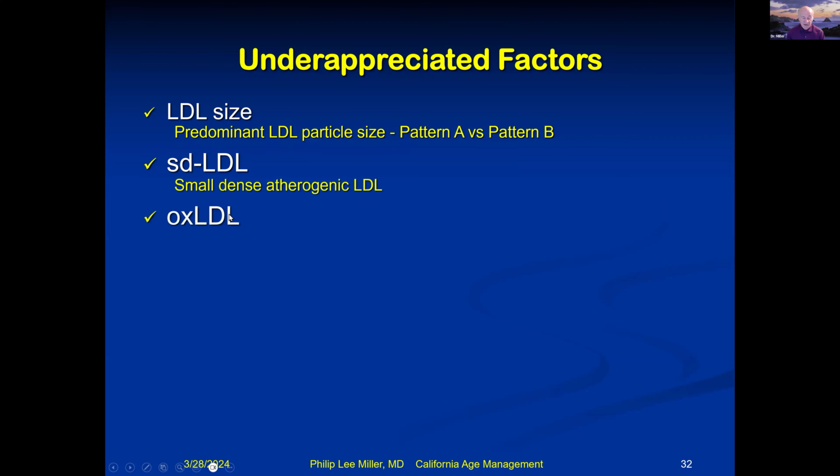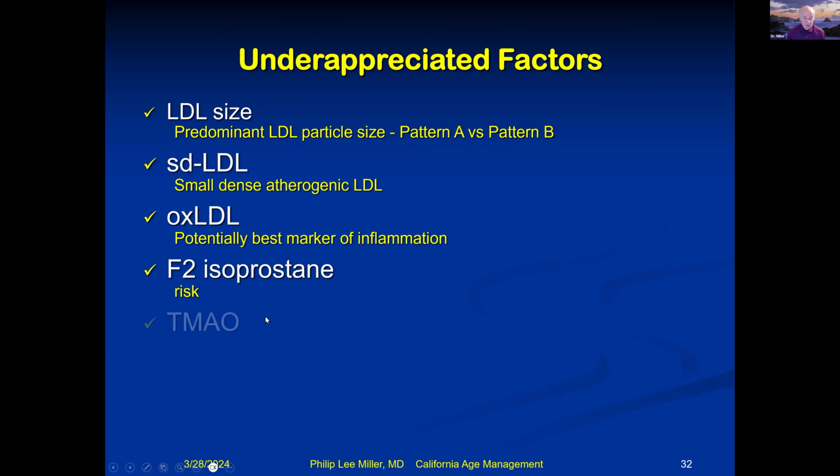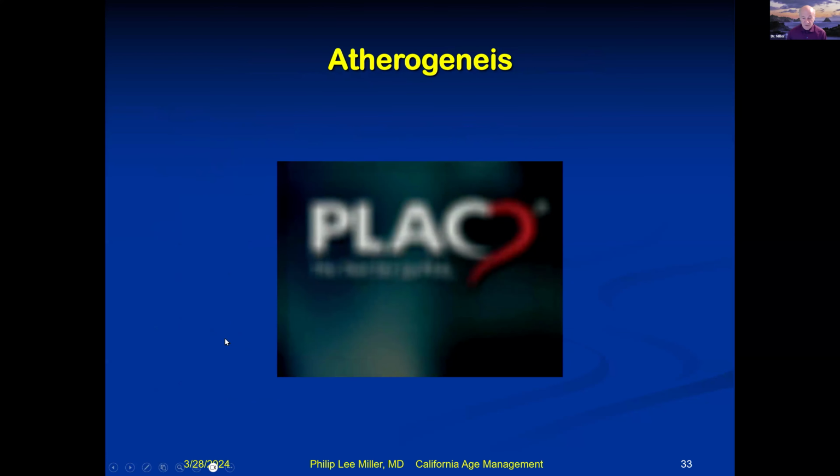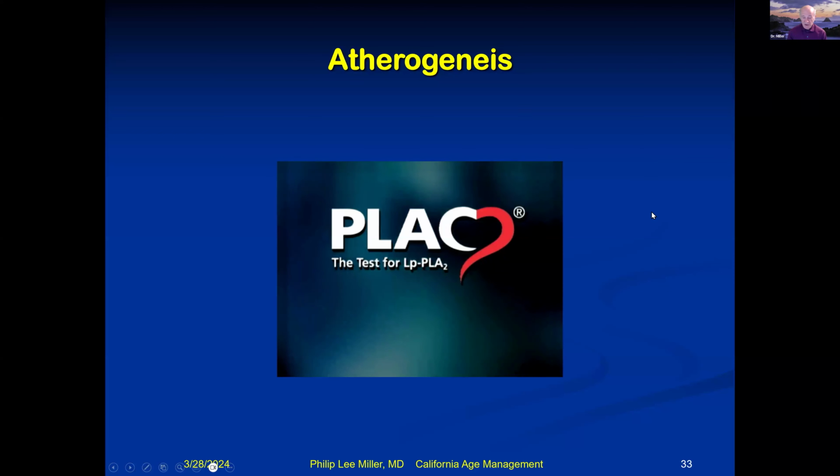We look at oxidized LDL, which I thought at one point would probably be the best biomarker of inflammation and a predictor. We look at F2 isoprostane. We look at TMAO. We look at triglycerides. Triglycerides are probably just as important as cholesterol. So here's a video that I'm going to show you.